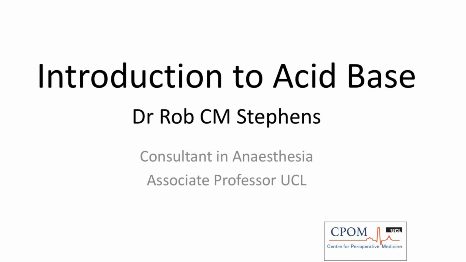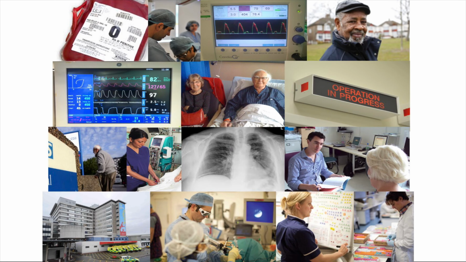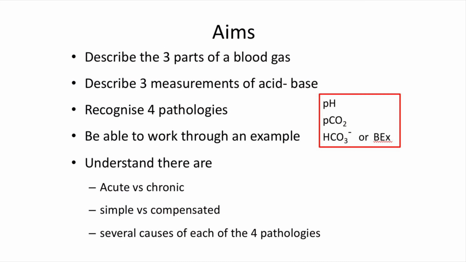Hi, I'm Robert Stevens. In the next few minutes, we're going to be running through the basics of interpreting acid-base balance. Blood gases are taken and interpreted in many different clinical scenarios around our hospitals. We're going to talk about the three parts of a blood gas, the three aspects of acid-base measurement, the four key acid-base pathologies, and we're going to work through an example.